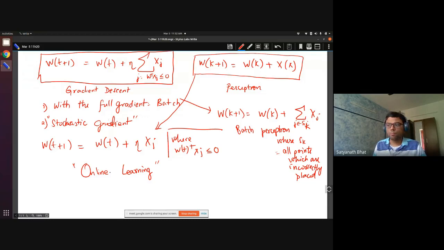I hope all these discussions on perceptron were clear. If that is all right, then let us move on to the next algorithm, which is called linear regression. Are there any questions here?